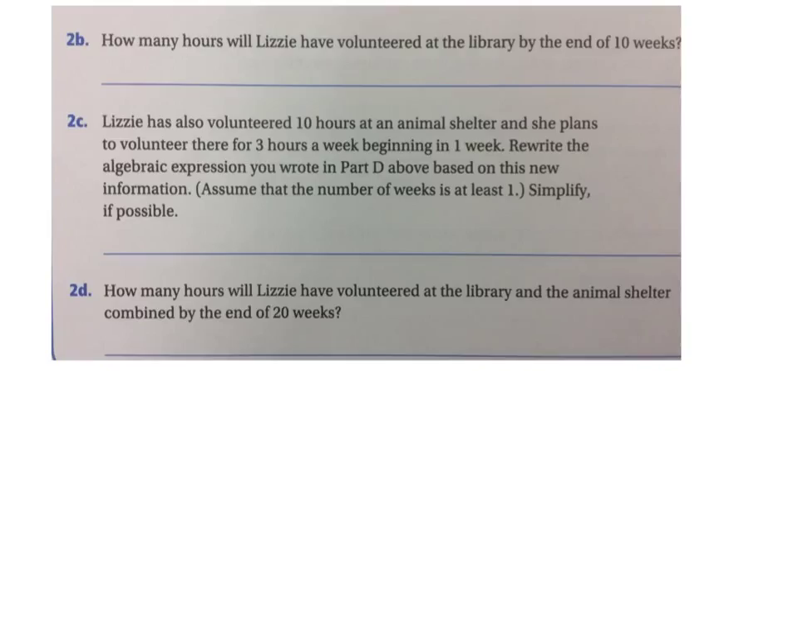Now, if you'll take a look at these 3 questions, these are just extensions on how you can take the original statement and expand. In other words, how many hours will Lizzie have volunteered at the library at the end of 10 weeks? You can say she volunteered 10 weeks already, and now she's going to volunteer for 3 hours a week, beginning in week 1, and then rewrite the algebraic expression. So again, there's some extension here. And then finally, how many hours will Lizzie have volunteered at the library and the animal shelter combined at the end of 20 weeks? So these are some extensions we can work on.